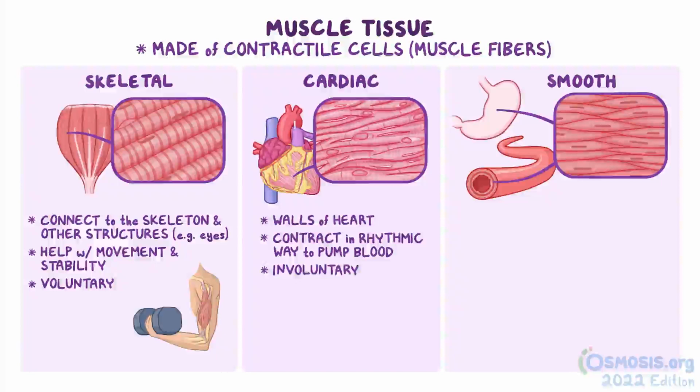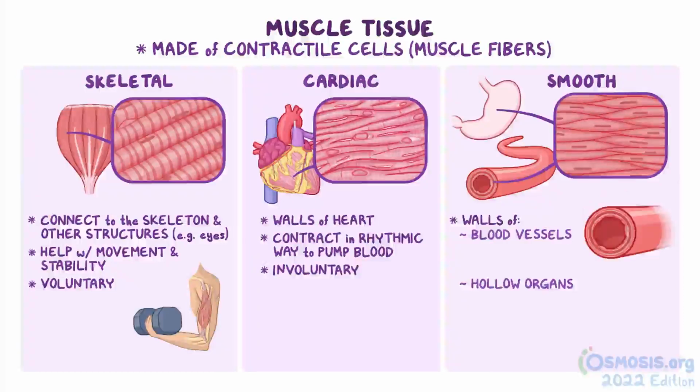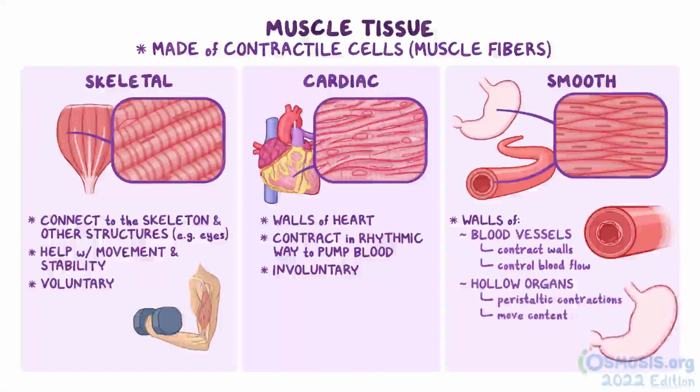Lastly is smooth muscle, which mainly lies in the walls of blood vessels and hollow organs. In blood vessels, smooth muscle helps contract the vessel walls to alter their diameter, which helps control blood flow. In hollow organs, smooth muscles perform rhythmic contractions called peristaltic contractions, which moves the contents of these organs in one direction, like food in the stomach or small intestine. Smooth muscle is also under involuntary control.